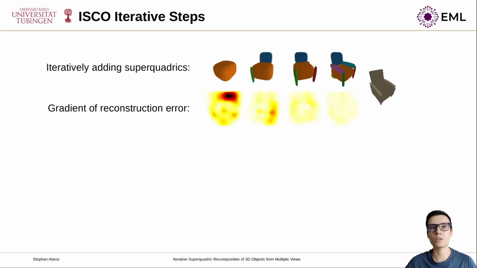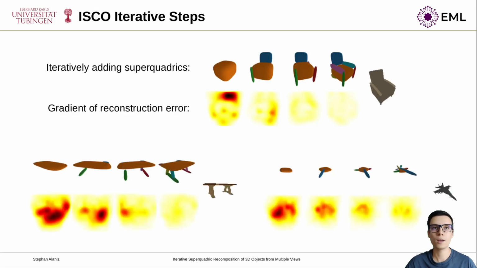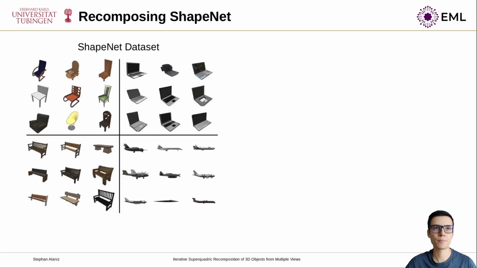Here's an example of how ISCO iteratively adds superquadrics, where we show a subset of the iterations. At the bottom, you can see the error estimation in 3D, where reconstruction errors are gradually covered by new superquadrics. The same can be observed for this table and plane, where the main parts of the object are reconstructed first before finer details are represented.